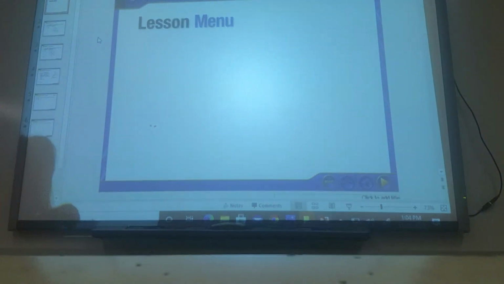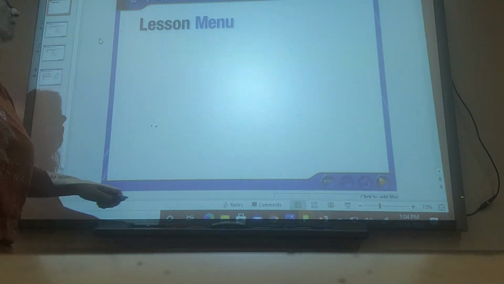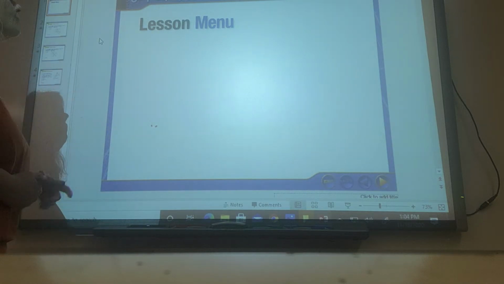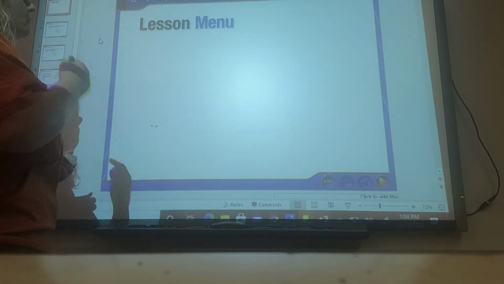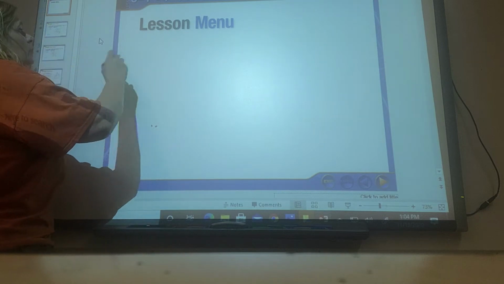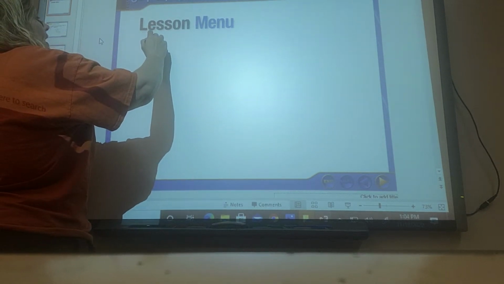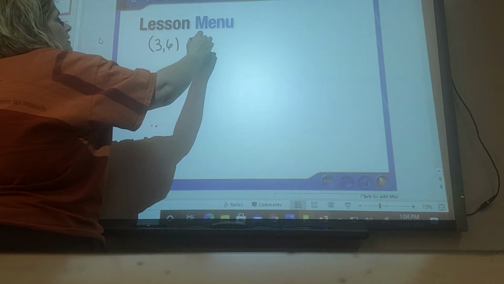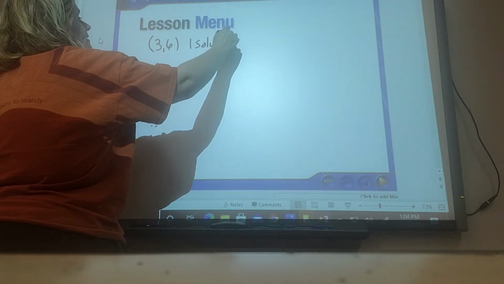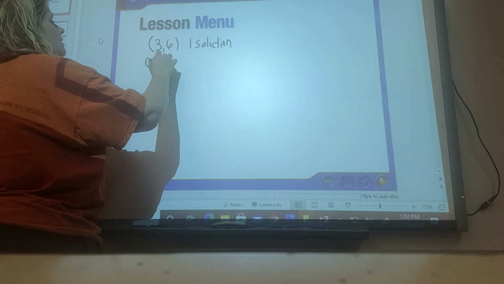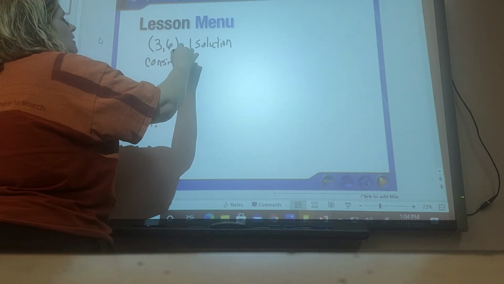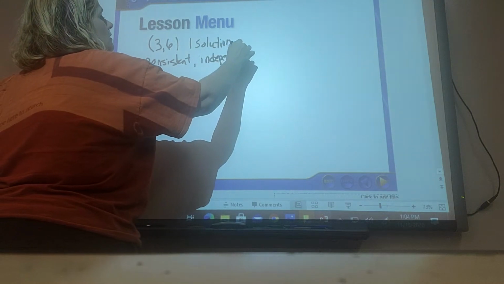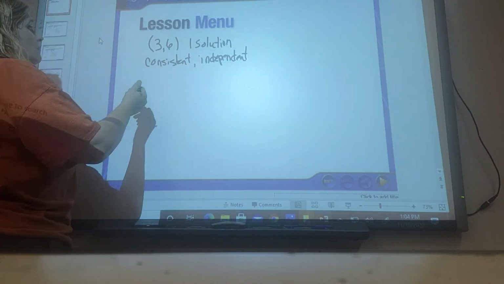Okay, we're reviewing Chapter 6, solving linear equations and inequalities. In the first section, we talked about graphing to find the solution. So when we graph, if it has one solution, say (3, 6), we call that consistent and independent. It's 1, so it's by itself.